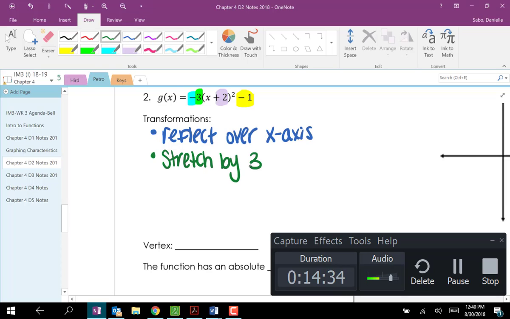Good. Remember, you're getting tall and skinny. You want to multiply by 3. I mean, I want to multiply by 3. That'd be awesome. I'd be like super tall.